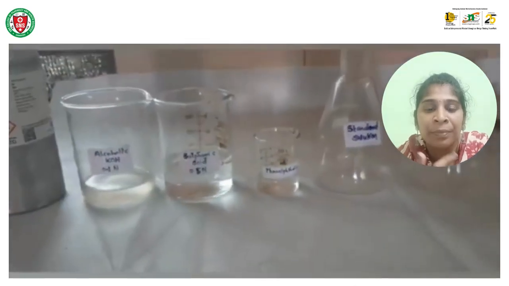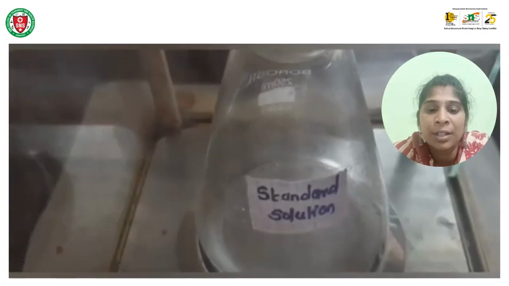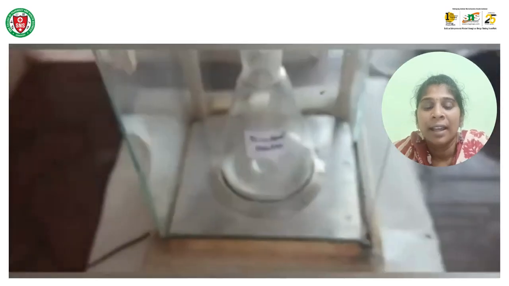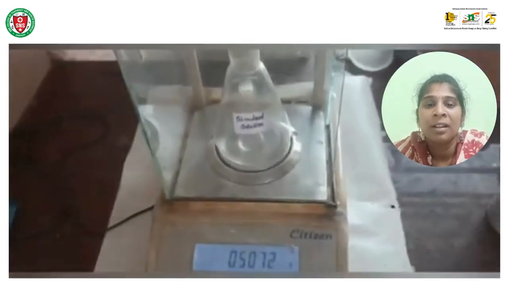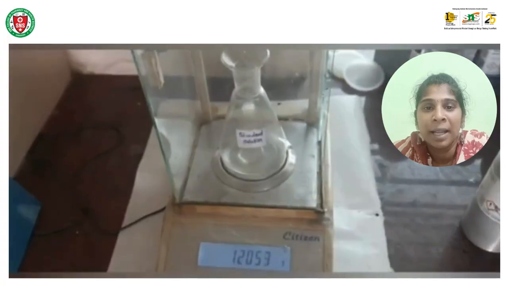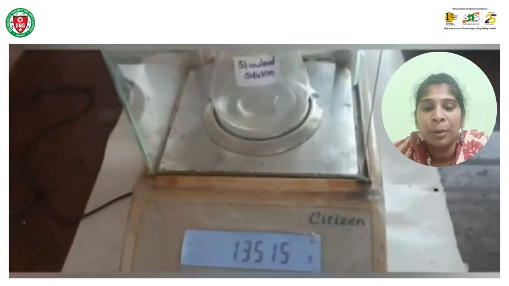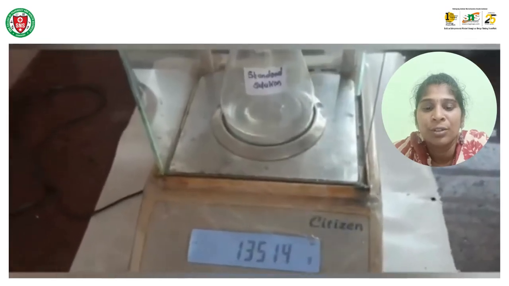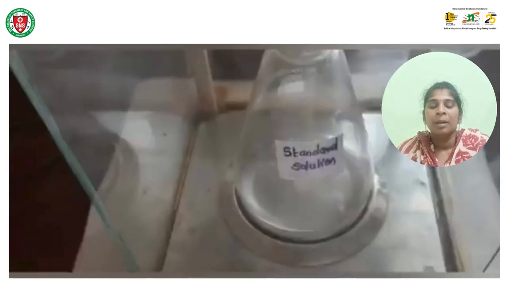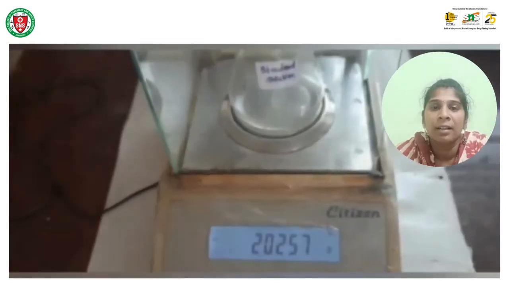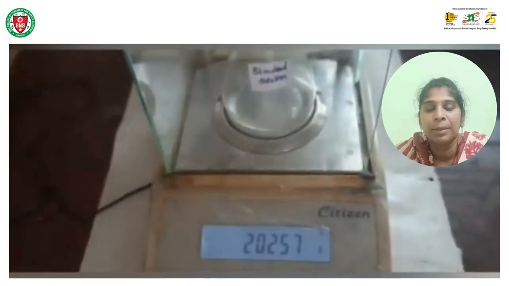Everything was labeled. Take 2 grams of castor oil in the standard flask and keep the other one empty, labeled as the blank. So here we weighed about 2 grams of castor oil in the standard conical flask, and it is represented as the standard sample.